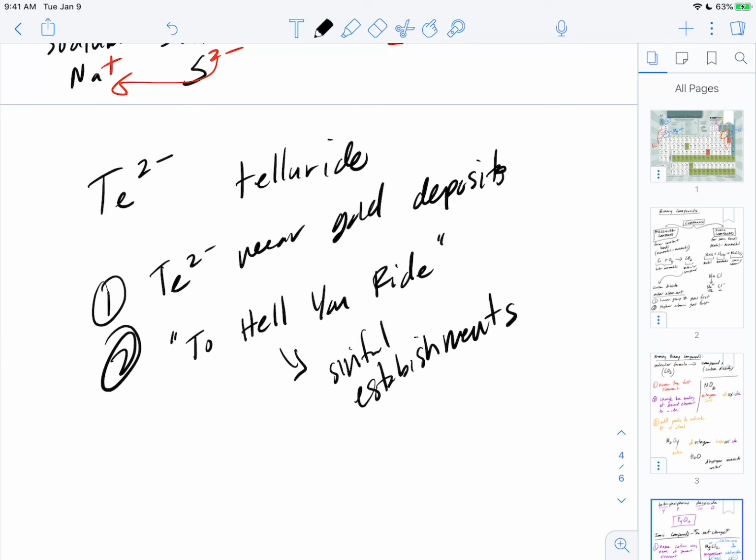Anyway, so that is how we name ionic compounds and molecular compounds. Definitely check those out. And we are going to go do transition metals and polyatomic ions in the next lecture.